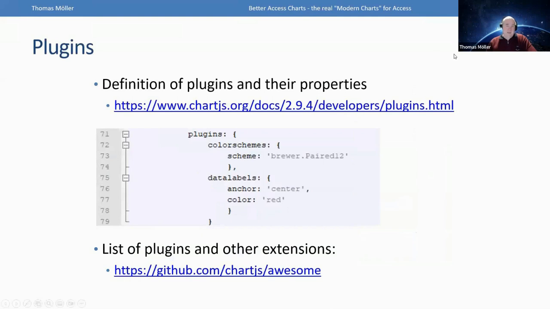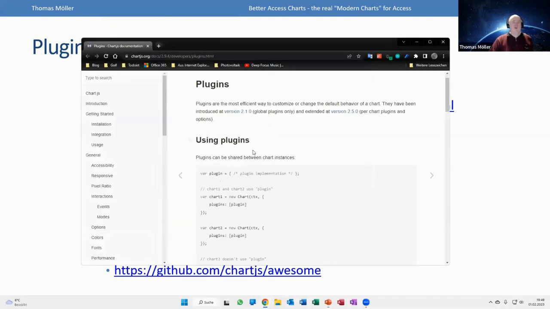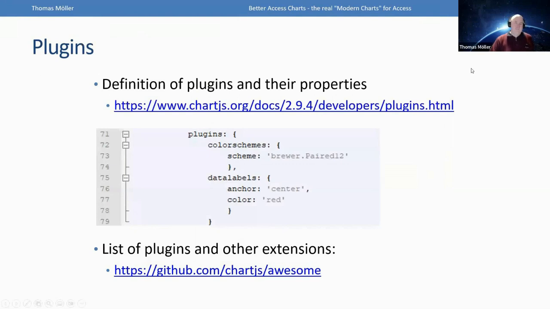And at the end, I told you I deal with one plugin for the colors. It's a plugin for the color scheme, and there's an additional section at the end where you have to define your plugins. And then when you have a look in the documentation of Chart.js, you will find only some general information and nothing specific.